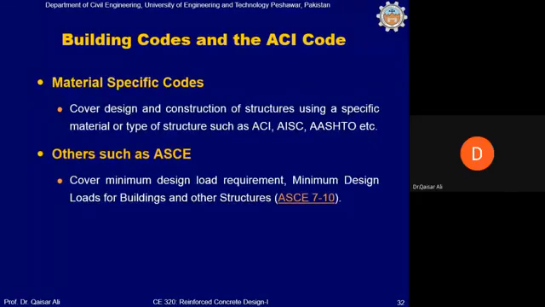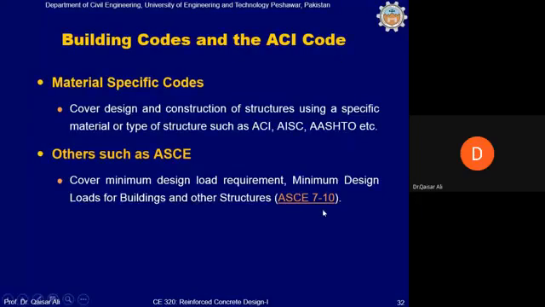There are material-specific codes like steel codes, concrete codes, and AASHTO codes. As I said in the beginning, we'll be using the concrete code in this course, which is the ACI, American Concrete Institute code. There are some other codes like ASCE. ASCE is the American Society of Civil Engineers. Basically, they have done a lot of work on the loads on the building, the different loads on the building.